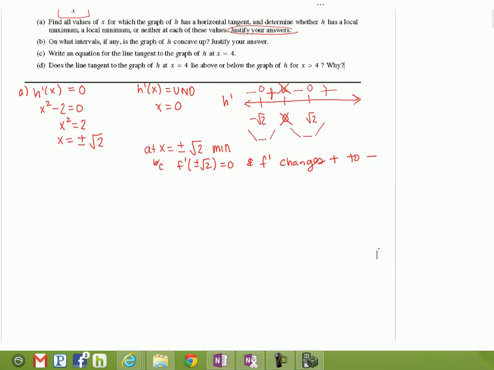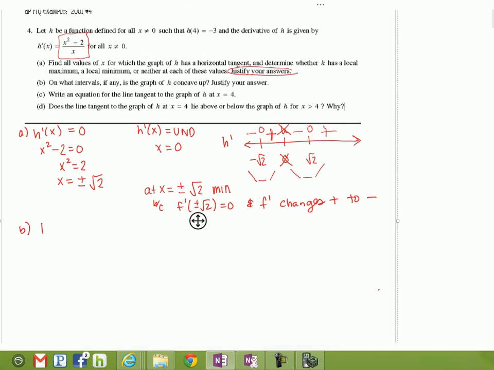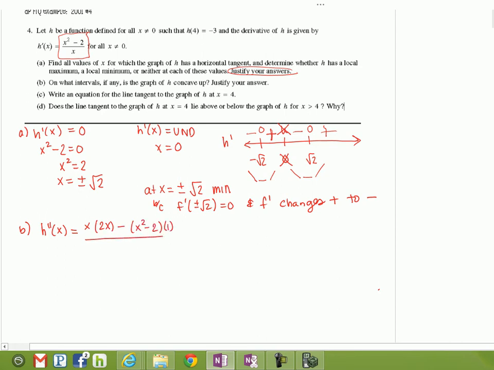Alright. Part B, on what intervals is the graph of h concave up? So h prime of x, I want to find the second derivative, so I'll do a quotient rule, low d of high minus high d of low, all over low squared. I get 2x squared minus x squared plus 2. Make sure you distribute your negative, all over x squared. Let's clean that up. We get x squared plus 2 all over x squared.